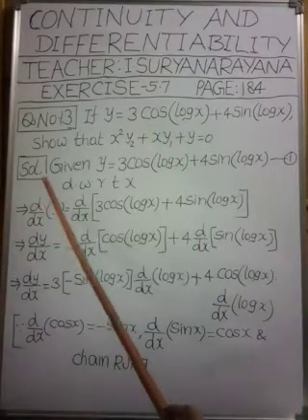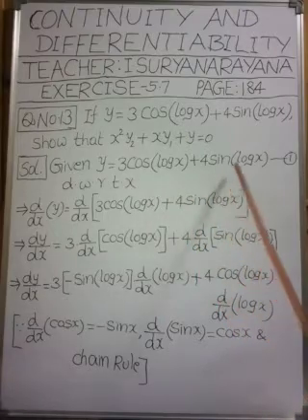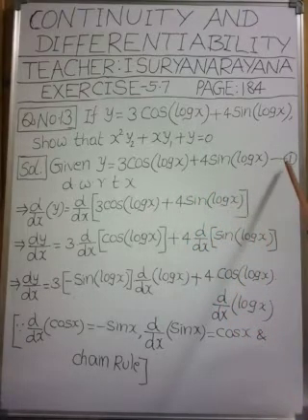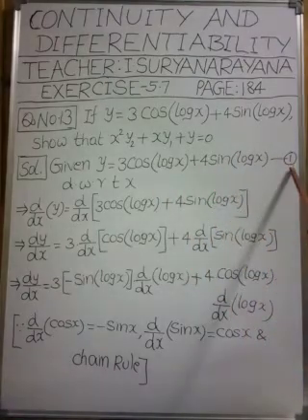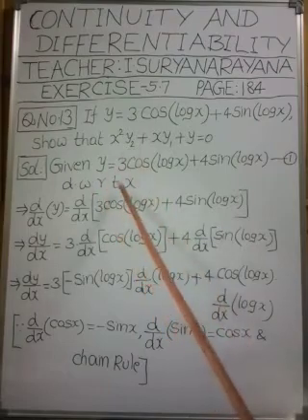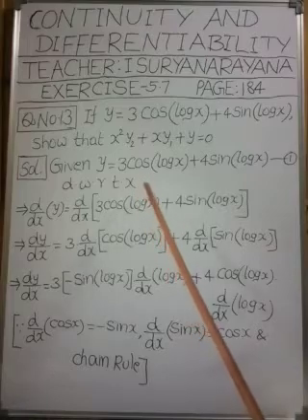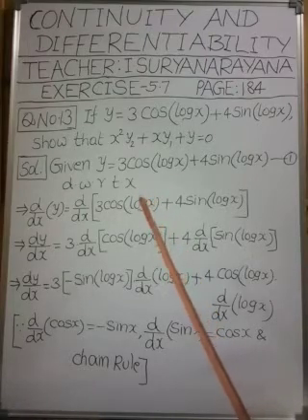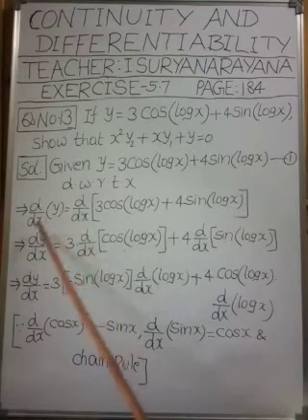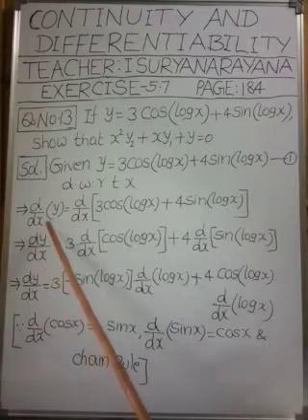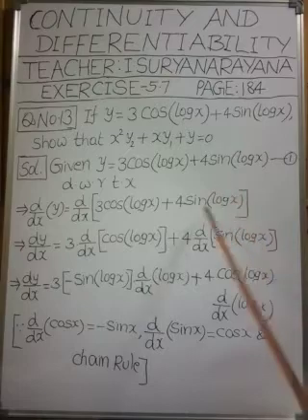Come to the solution part. Given y is equal to 3 cos of log x plus 4 sin of log x. Let us consider this equation as first equation. Now we are differentiating with respect to x. Then what is the differential operator? Yes, d by dx. So I wrote the differential operator d by dx on both sides. So this implies d by dx of y is equal to d by dx of 3 cos of log x plus 4 sin of log x.